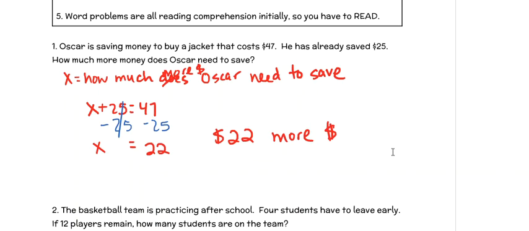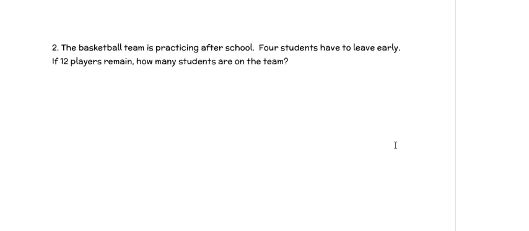Okay? Next problem. The basketball team is practicing after school. 4 students have to leave early. If 12 players remain, how many students are on the team? So you can identify any variable for this, but I'm going to say S equals the number of students on the team. This is the total number of students.